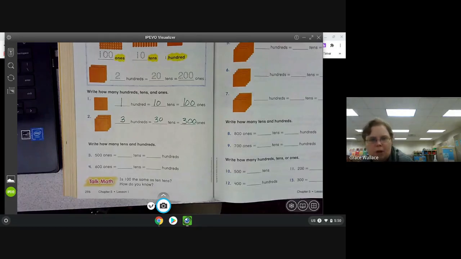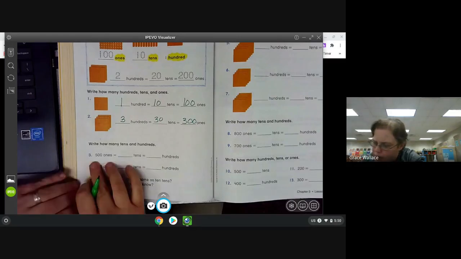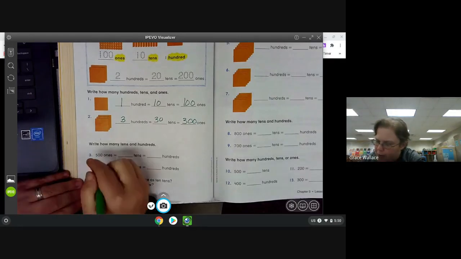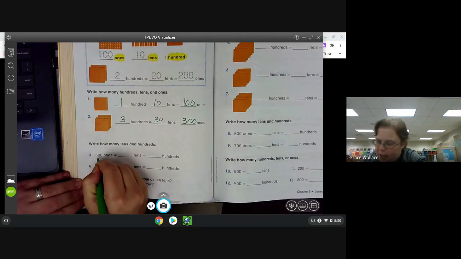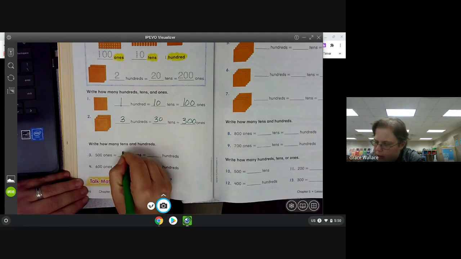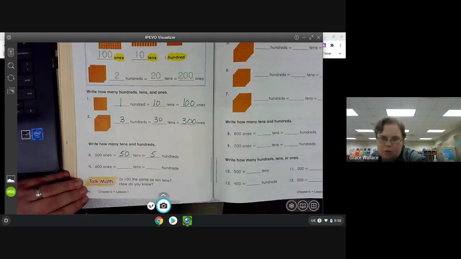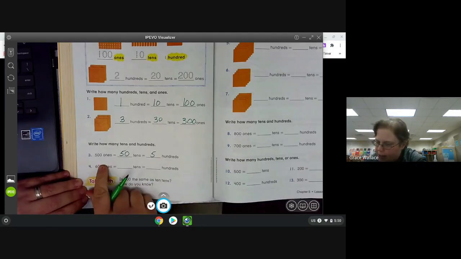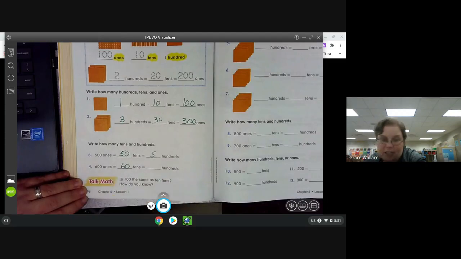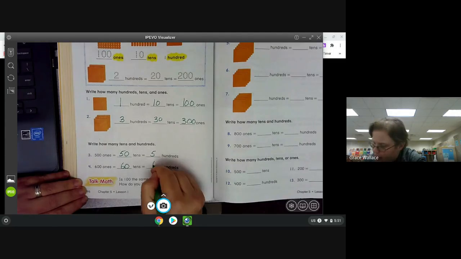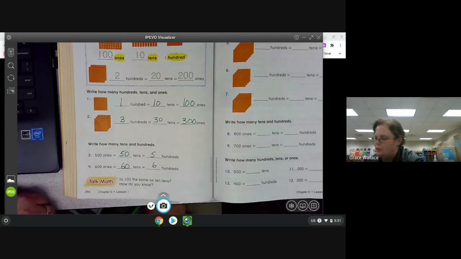All right. And then write how many 10s and how many hundreds. So 5 hundreds. Look, I got to think about this in my place value chart. I have 5 hundreds, not 0 10s. I actually have 50 10s. I have 50 10s and I have 5 hundreds. Same thing here. I have 60 10s. I count 10s 60 times to get to 600. And I have 6 hundreds.